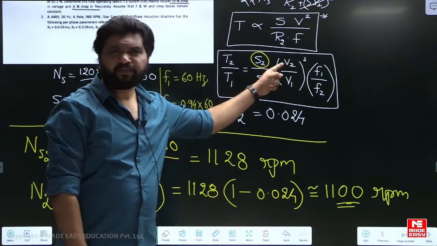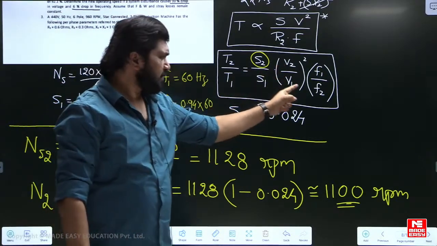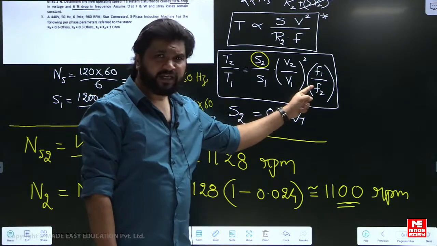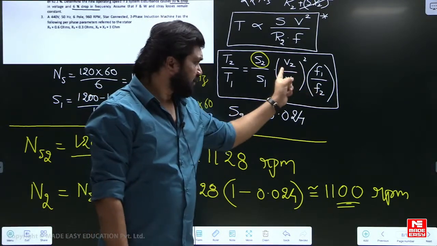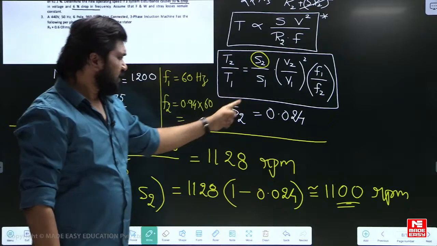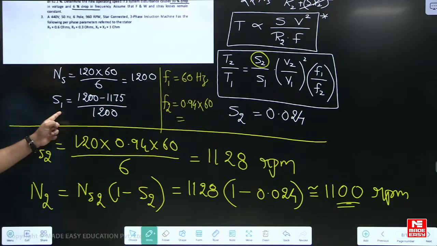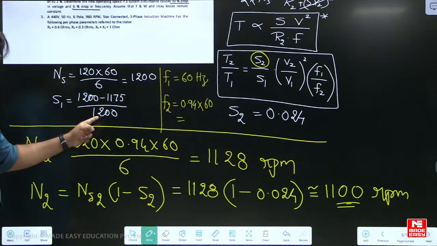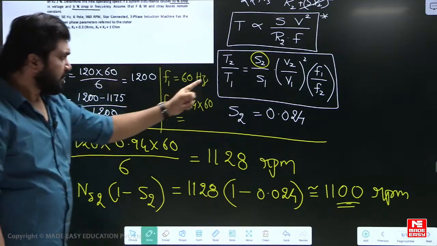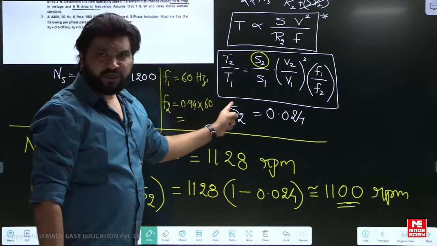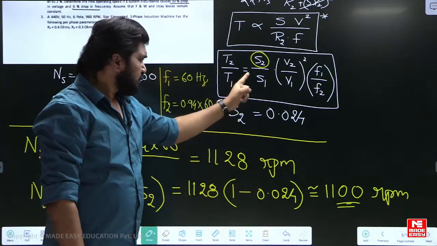V2 became 0.9 V1, F2 became 0.94 F1, substitute. S1 you know already, Ns minus N by Ns. You will get S2 because T2 is equal to T1, constant torque. So you will get S2.